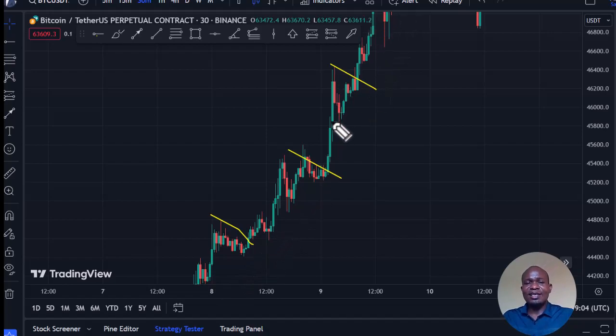All right, guys. So this is a very simple concept, which I think if you apply it, if you backtest it, you'll be glad at how profitable you will be in a very short time.